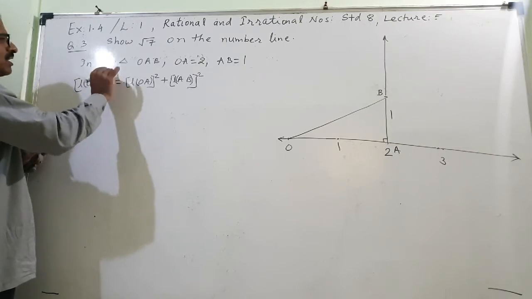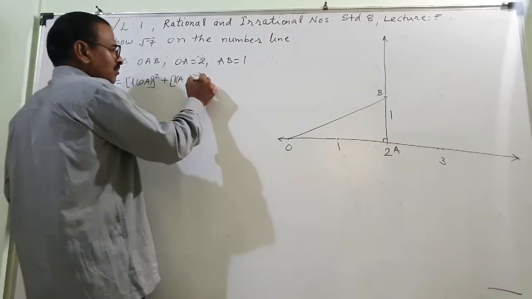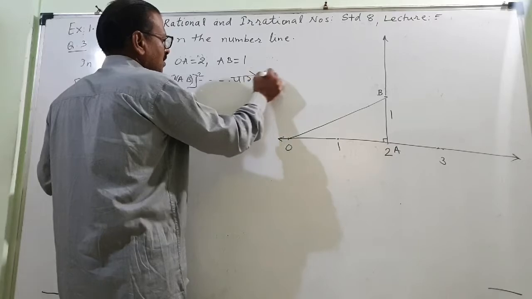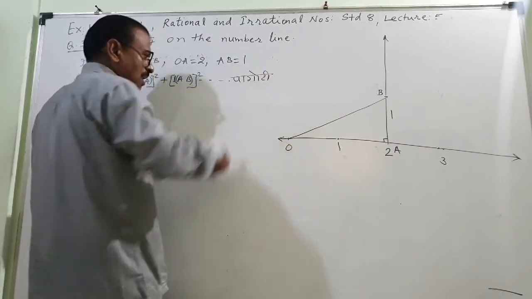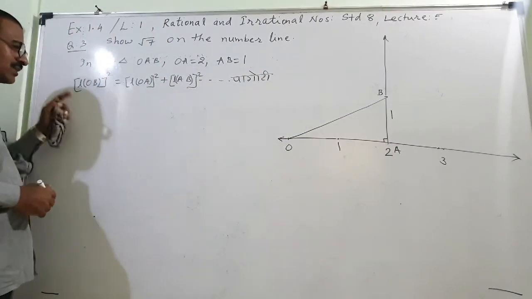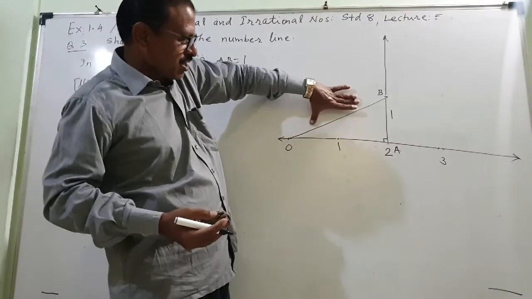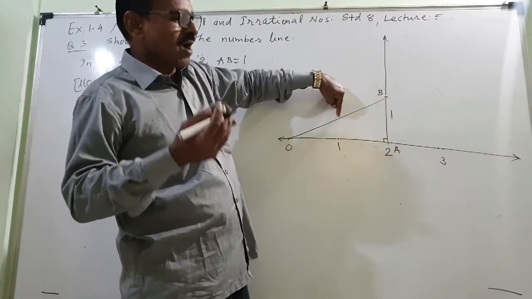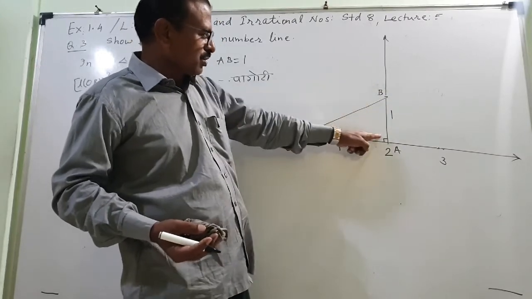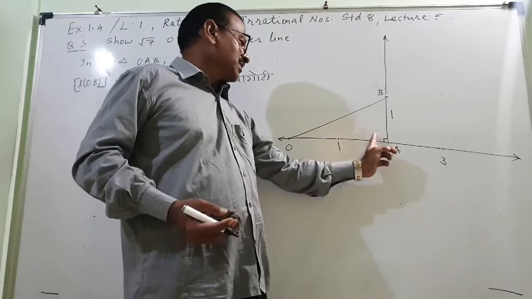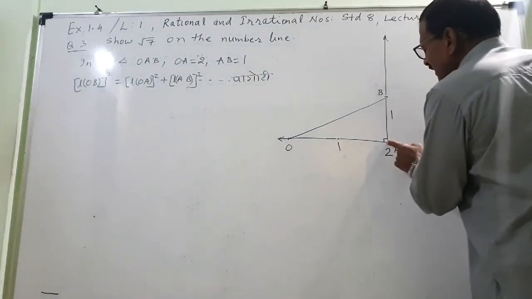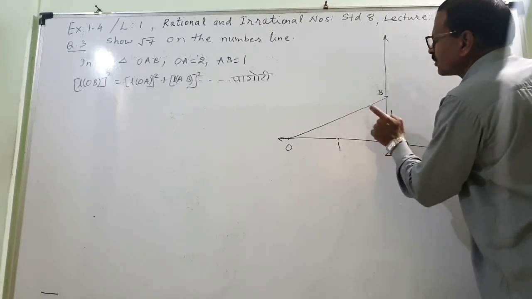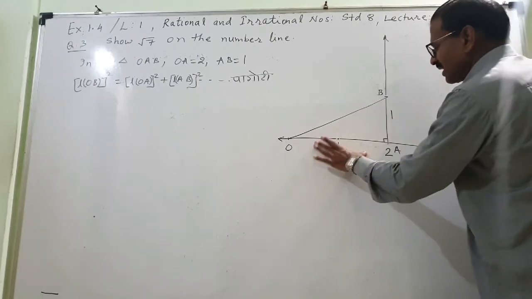What is the reason for this? Pythagoras theorem. What is the Pythagoras theorem? Hypotenuse square is equal to one side square plus other side square. This is the hypotenuse. Why is it the hypotenuse? Because it is opposite to this 90 degree. The side opposite to the 90 degree is called the hypotenuse. So this is the hypotenuse, this is one side, this is the other side.